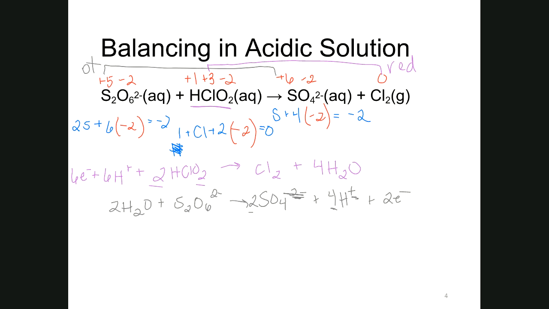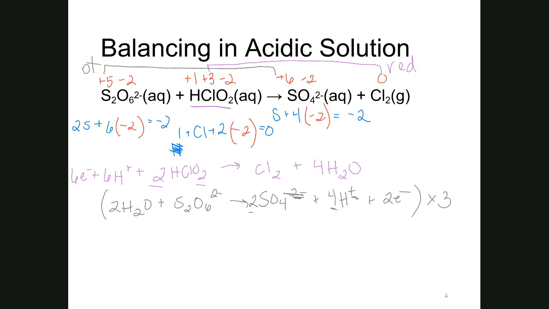Now we can move on to our next step, which is to multiply by integers if we need to, in order for our electron counts to be the same. So we compare. In my purple equation, I have 6 electrons. In my gray equation, I have 2 electrons. So in order to turn them both into the same number, I'm going to multiply my bottom equation times 3. And that will give me 6 electrons.